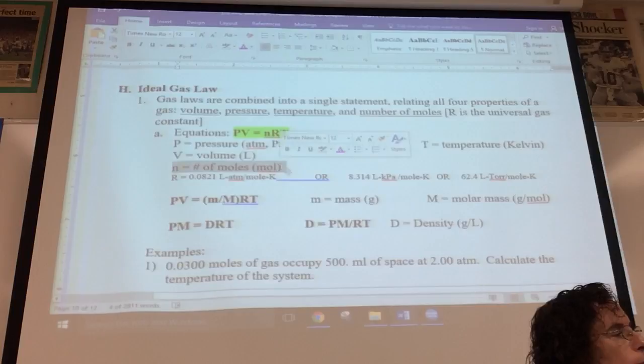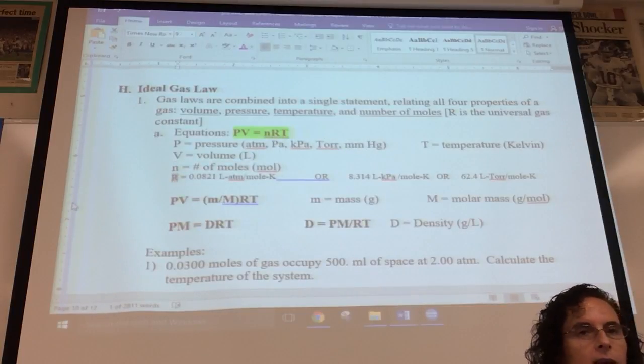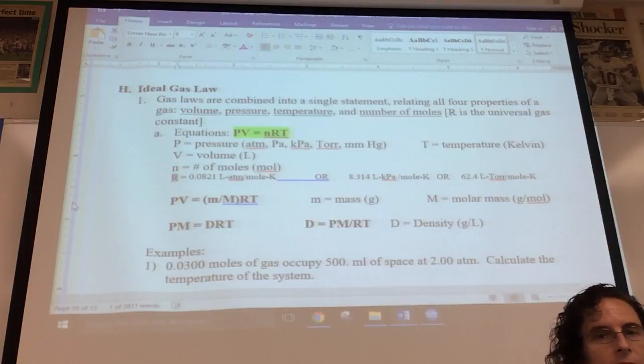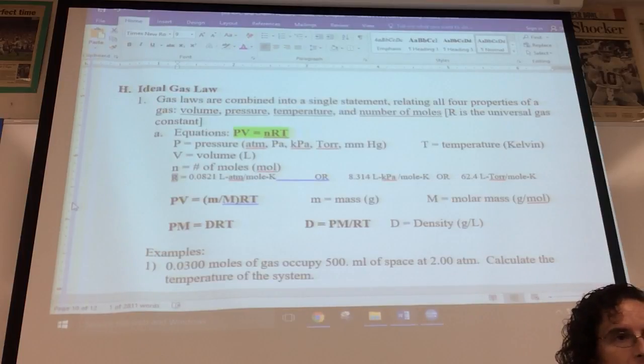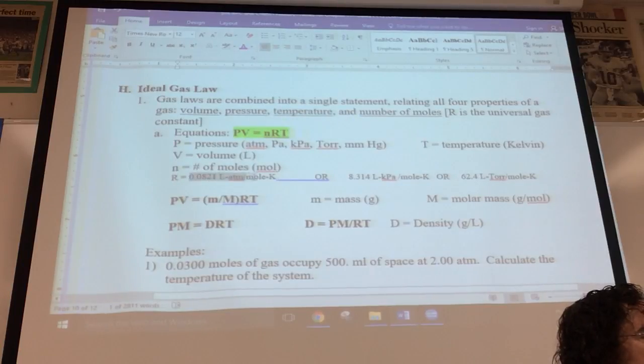N is the number of moles. And R is the universal gas constant. And the universal gas constant that you will select is based on the units of pressure. If the units of pressure are atmospheres, then you will select this constant. If the units of pressure are in kPa, then you will select this constant.